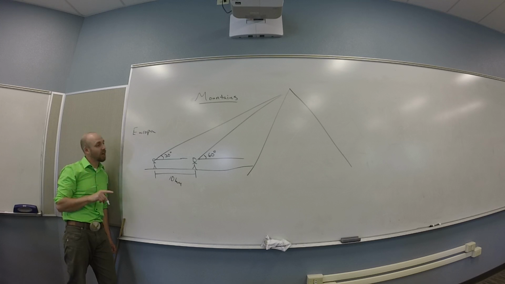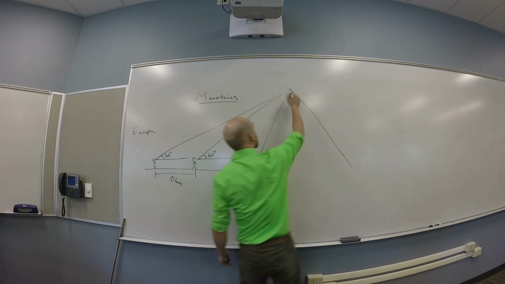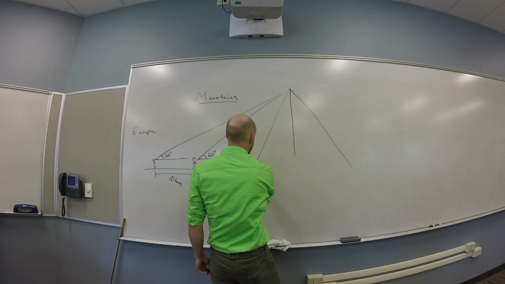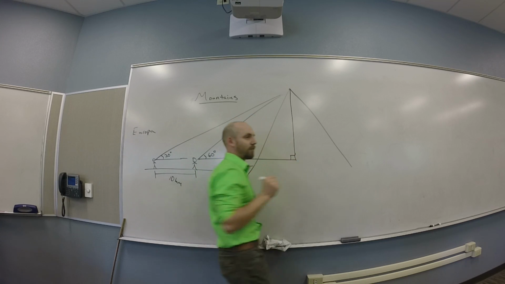So, how do I start this to figure out how high this mountain is? You draw a straight line from the plain to the top of the mountain. Okay, cool. So, draw this line down. That's a 90-degree angle.